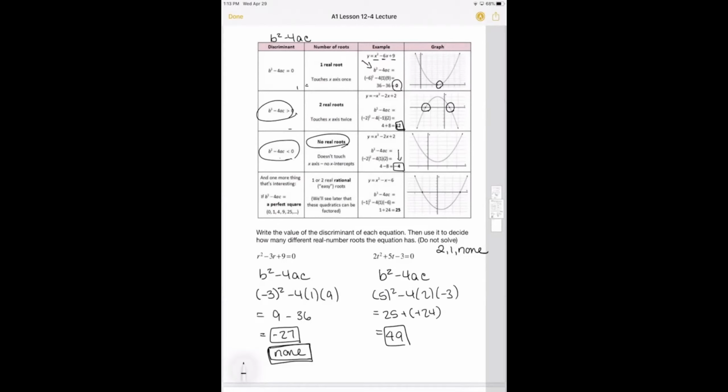Because it's positive, I'm going to have 2. Let's go back up to our chart. 2 real roots. And so I just put the number 2.